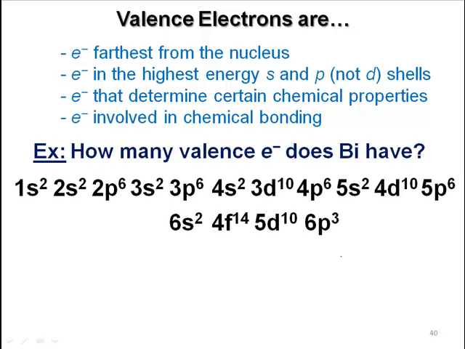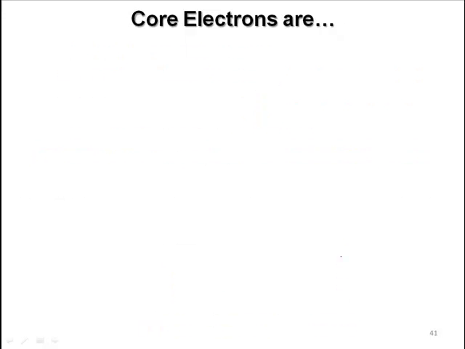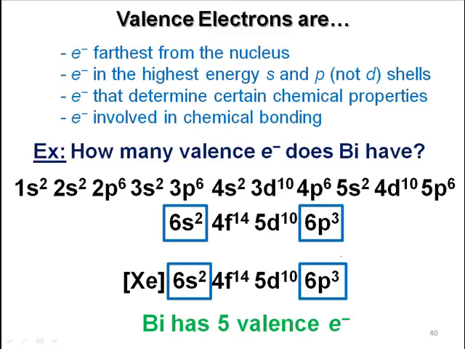So the valence electrons in bismuth are these, the 6s and the 6p. All the rest are still inside. They're not available for bonding. So bismuth has 5 valence electrons. Now, core electrons. This is the easiest concept ever. Bismuth has 5 valence electrons, right? How many electrons total does bismuth have? 83. What's 83 minus 5? 78. That's its core. That's it. Everything other than valence is core.